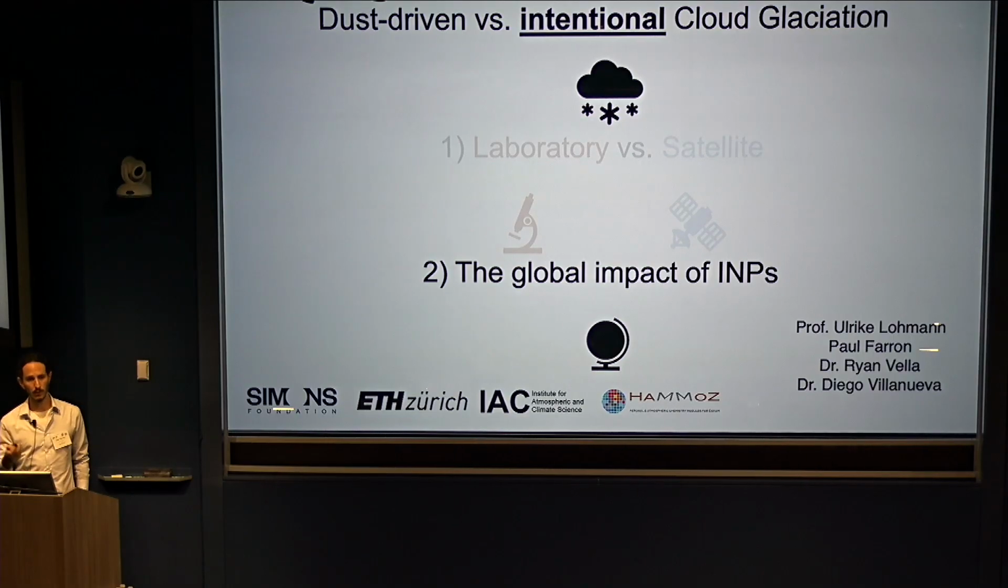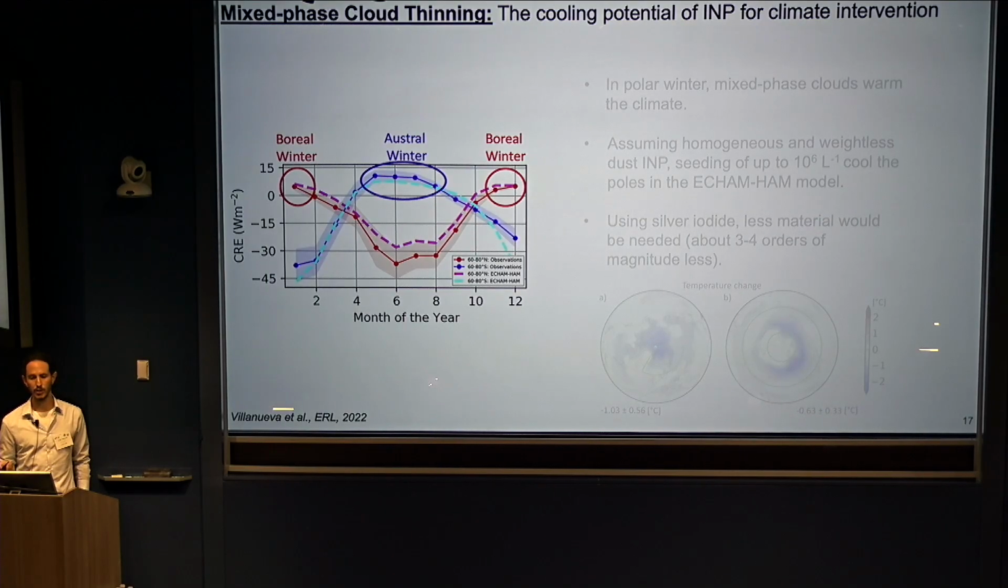Now I want to move on to mixed phase cloud thinning as an idea of doing some intentional cloud geoengineering. And the idea is that mixed phase clouds warm the climate during winter. And these are the first results we got on this study on mixed phase cloud thinning, when we introduced the method. And what we're trying to do now is to get better estimates.